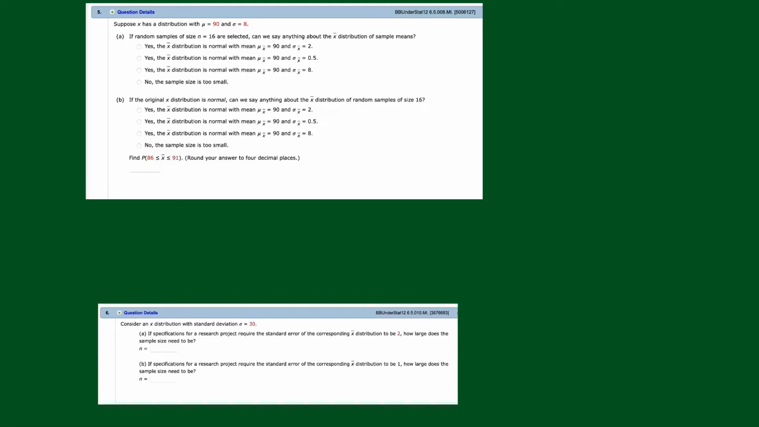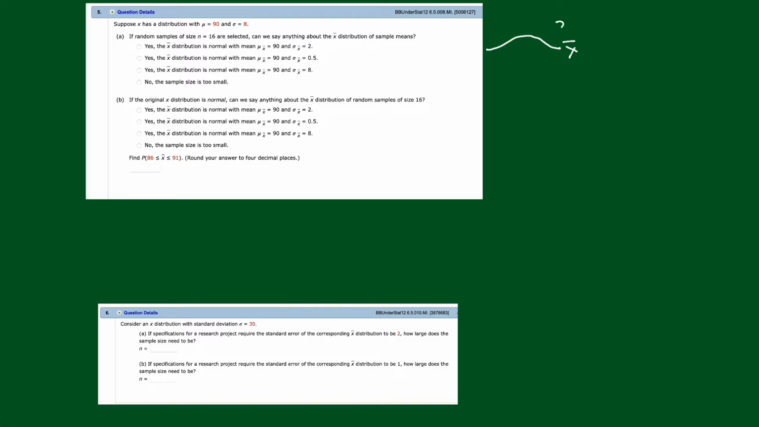We're in 6.5, problem number 5. It says, suppose that X has a distribution with mean 90 and standard deviation sigma of 8. Now, if random samples of size 16 are selected, can we say anything about the distribution of X bar? I think what they're getting at is, can we say X bar is normal?